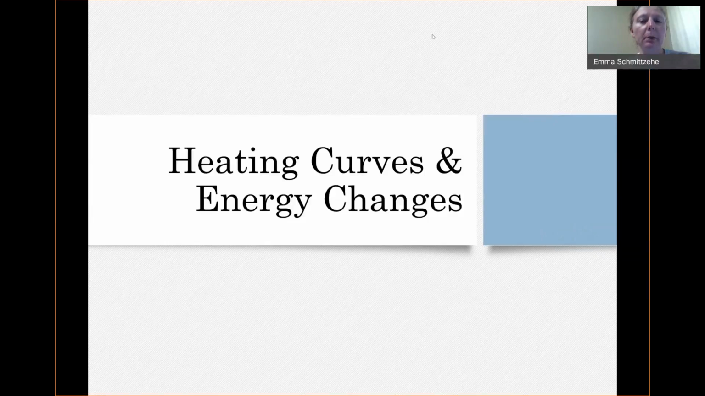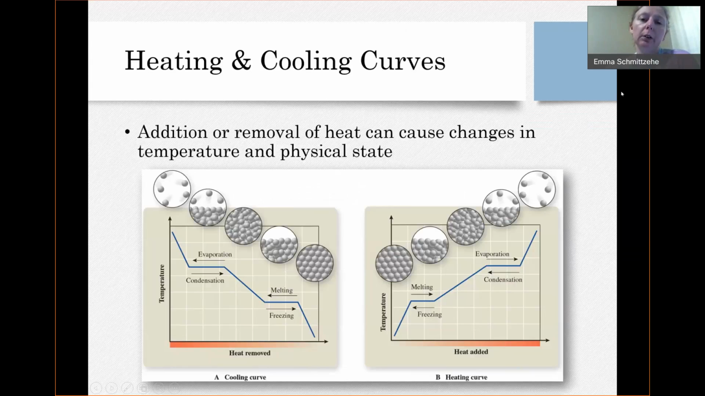Okay, I'm going to talk about heating curves and energy changes. Heating and cooling curves, usually we just call them all heating curves, give us a representation of how temperature and heat are related for a sample.